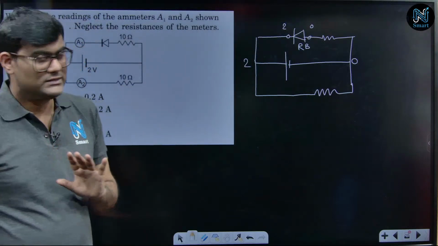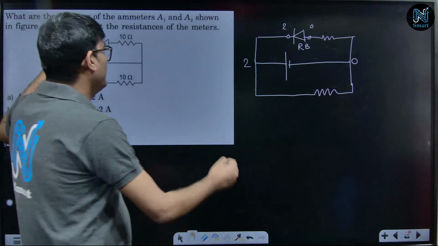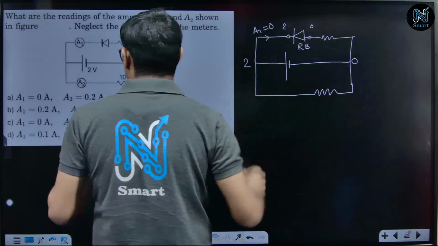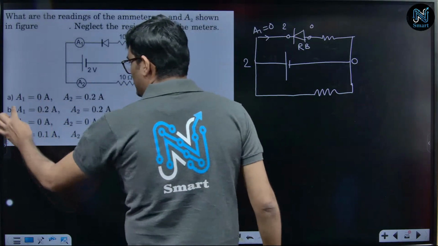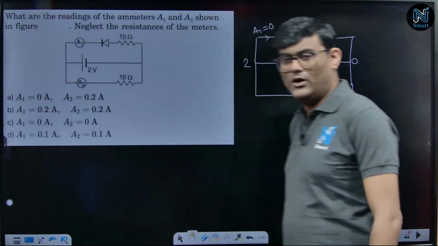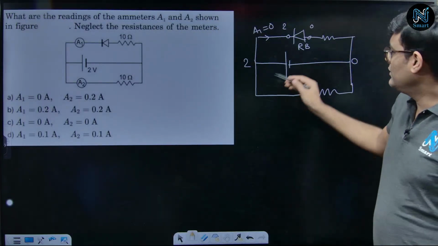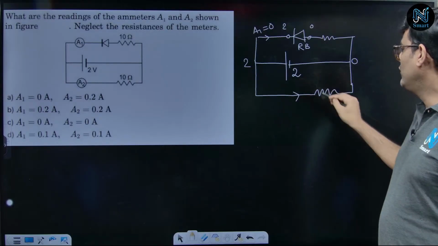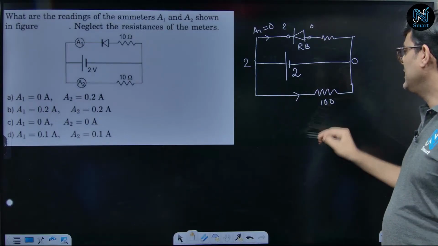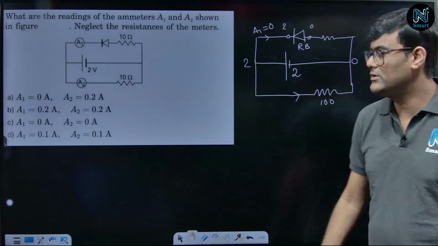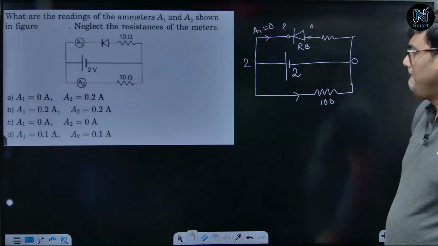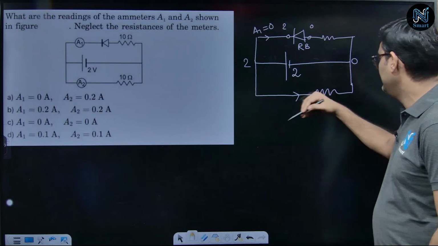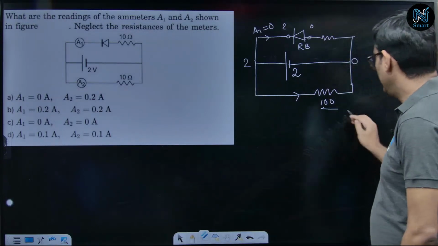The answer is no. তাহলে ammeter 1 এ আমার রিডিং হয়ে যাবে 0, আমার অপশন A আর C দুটোতেই রয়েছে। Now let us consider ammeter 2. যেহেতু এই দিক দিয়ে কোনো কারেন্ট ফ্লো করবে না, তাহলে পুরো কারেন্টটা এই দিক দিয়ে ফ্লো করবে। এটা 2 ভোল্ট আর 100 ওহমের রেজিস্ট্যান্স, তাহলে কারেন্ট ফ্লো করবে 2/100 মানে 0.02 অ্যাম্পিয়ার। Sorry, this resistance is 10 ohm.